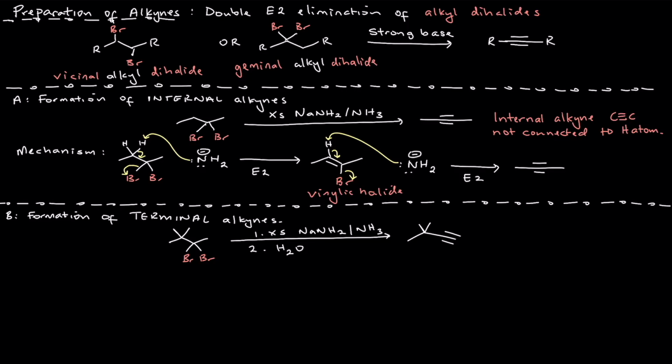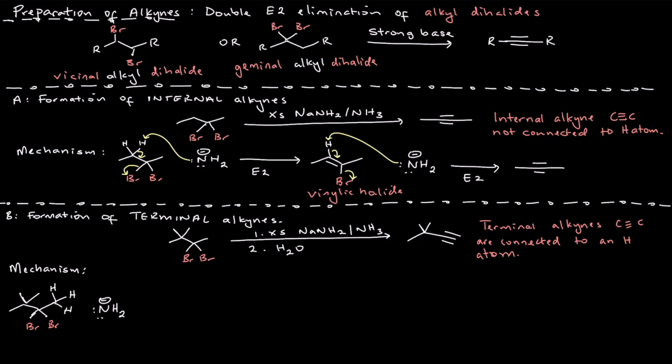But before we do that, let's define a terminal alkyne. For an alkyne to be a terminal alkyne, the triple bond carbon atoms need to be connected to an H atom. As long as one of the triple bond carbon atoms is connected to an H atom, it's a terminal alkyne. Okay, so now let's figure out the mechanism of this reaction. In this case, there's only one beta position with respect to those geminal dihalides. And so your E2 reaction is going to look like this.